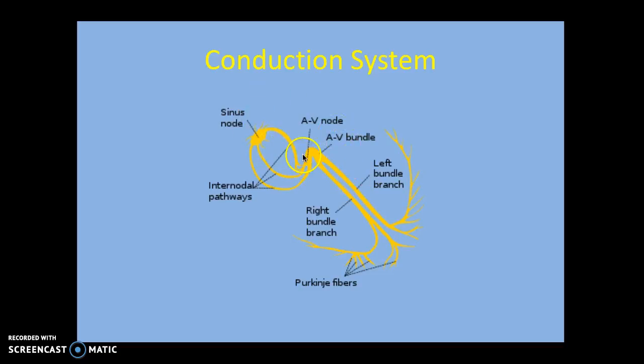So the signal goes down the septum here, and it will go through the bundle of His, and it will go through the right and left bundle branches, so it splits off into both ventricles, and spreads through these Purkinje fibers, causing contraction from the bottom of the ventricles upwards to force blood out in the correct direction.